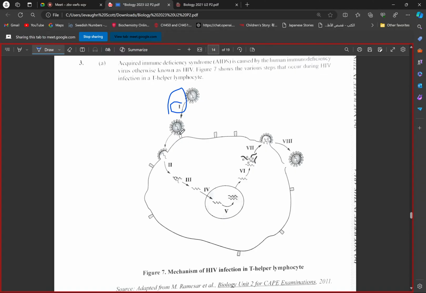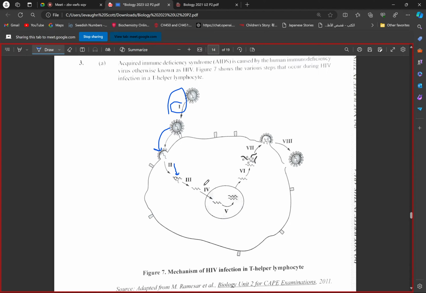Then it protrudes into the membrane via endocytosis. That is where my virus capsule will now break down, and all my genetic information, my RNA, will now unwind into my mRNA. So that's what's happening here from 2 to 3.